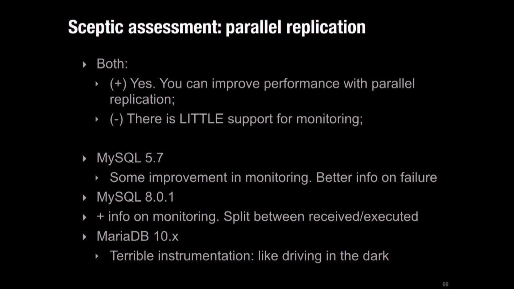As I mentioned before, you have the information in one table about what was received in the relay logs, and in another table about what we have executed. Here, show slave status doesn't help you because if you have several threads, you need to see the information thread by thread and not everything at once. MariaDB 10, the performance is very good. The instrumentation is bad. It's like driving in the dark. I wouldn't do that.